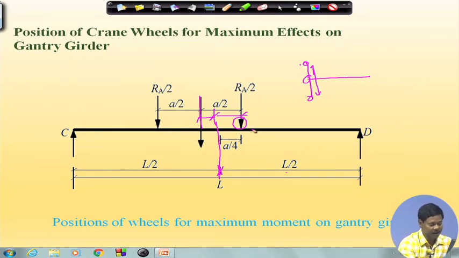That means, we can find an equation in terms of x for the calculation of moment, and then we can find out where the maximum moment is developed. So, after calculation we can see this is the position where maximum moment can be developed.